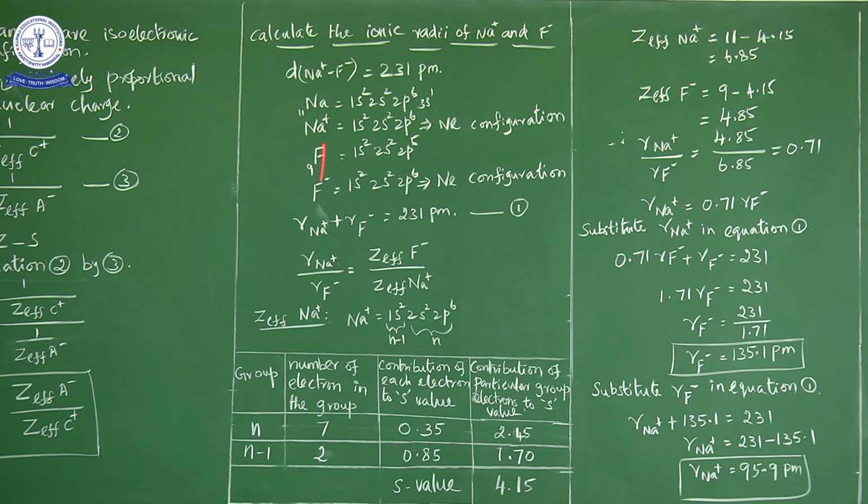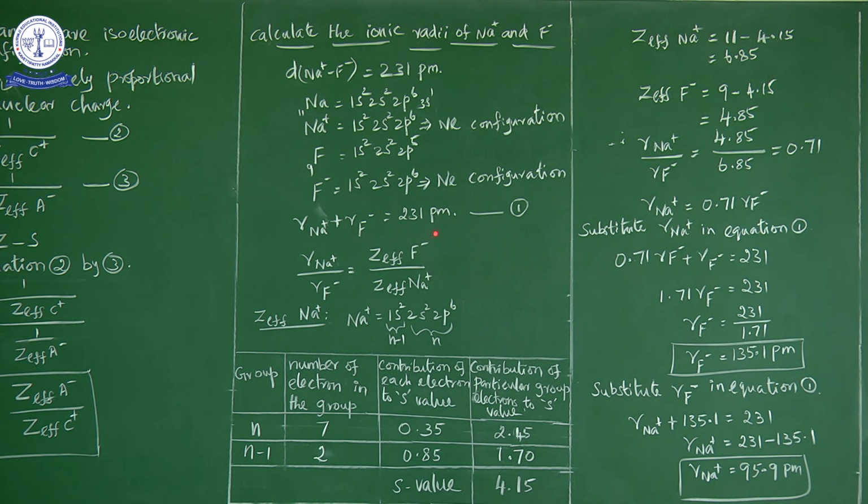So as usual the distance between the Na plus and F minus is equal to 231 picometer, already given. So the sum of the radius of cation and anion is equal to the internuclear distance. So the internuclear distance value substitute பண்ணி 231 picometer. Then by applying the Pauling method.